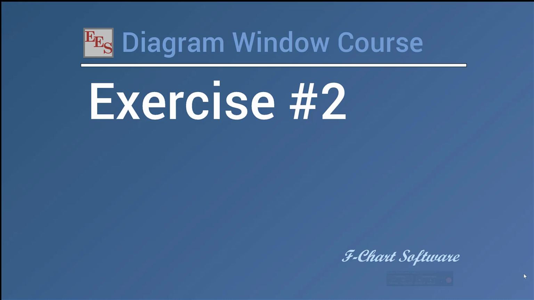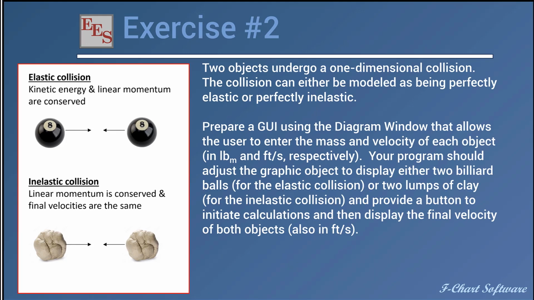Alright, so this is exercise 2 of the diagram window course, and what we will do in this exercise is build upon exercise number 1 that we did last time, but now expand it so that we're including placing some graphics items and controlling those graphics items on the diagram window. So here is the exercise.